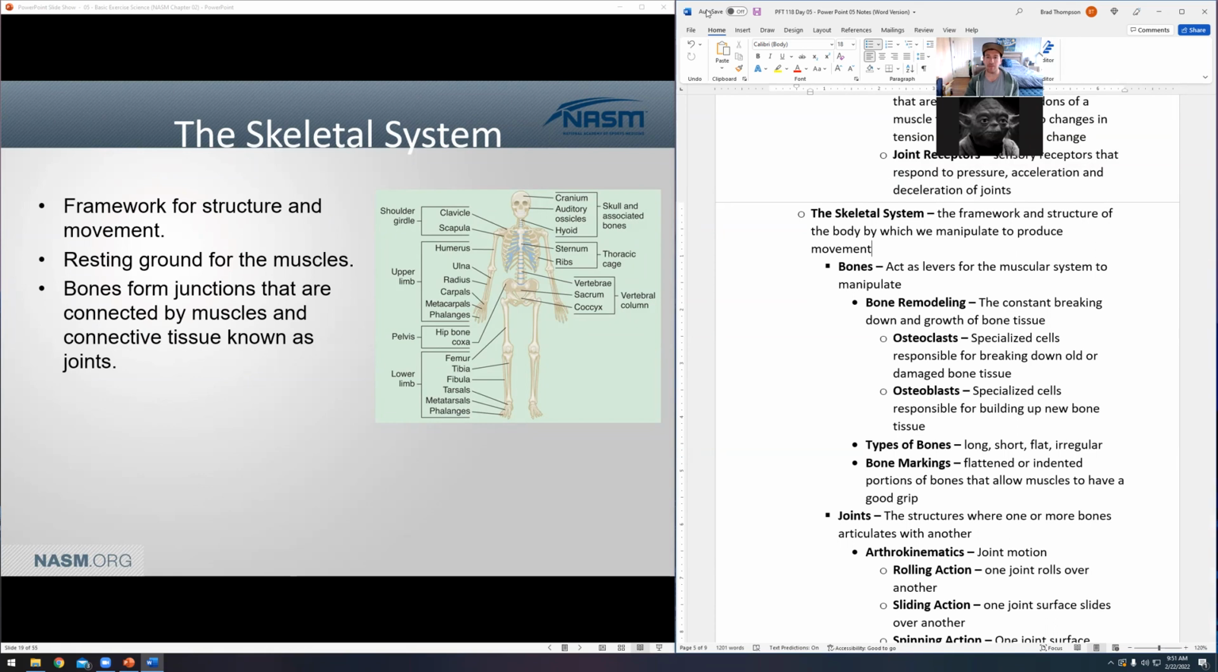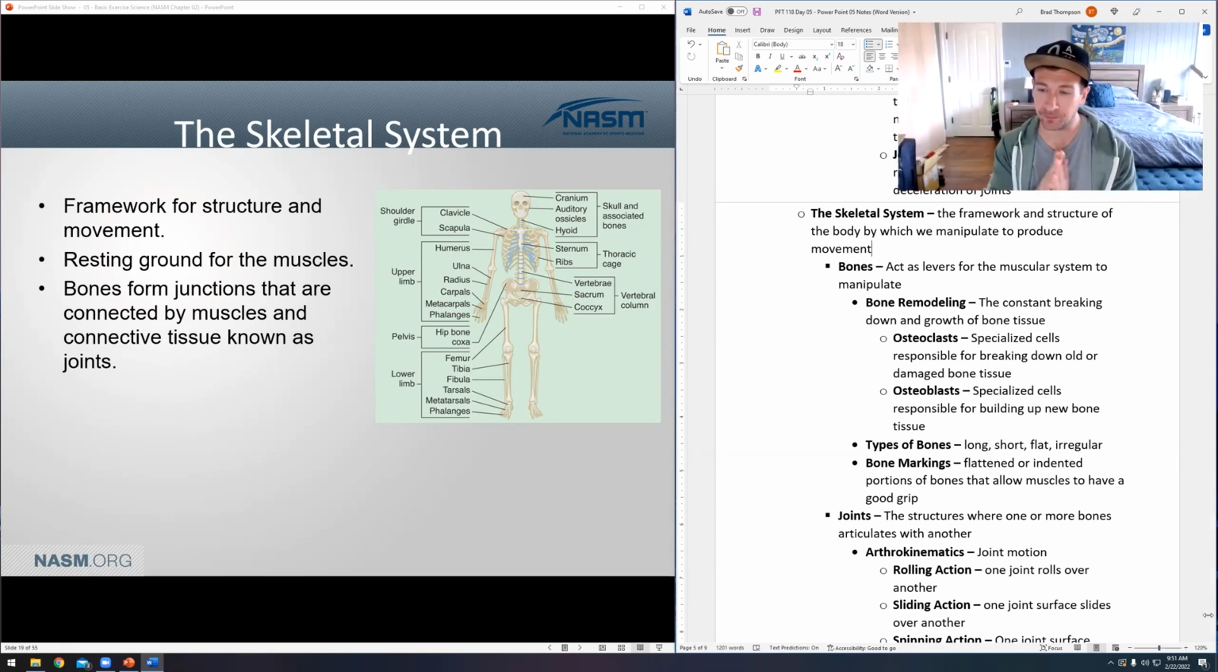Okay, so let's take a look at the skeletal system here. So it is our framework, right? It is what gives our body all of its structure.